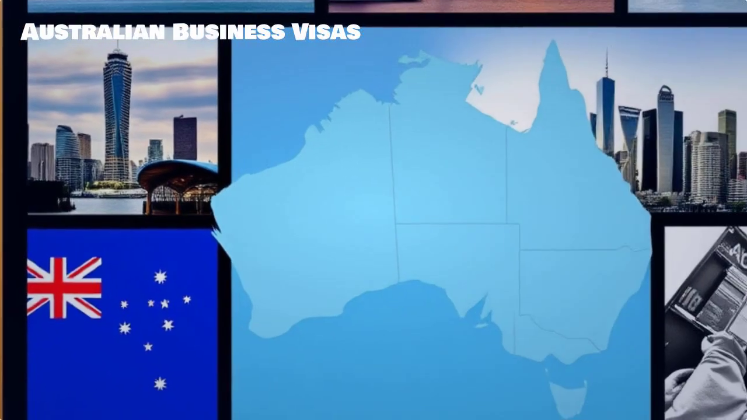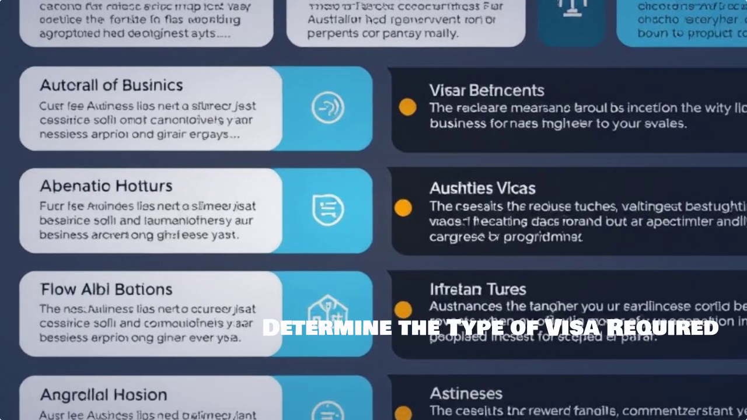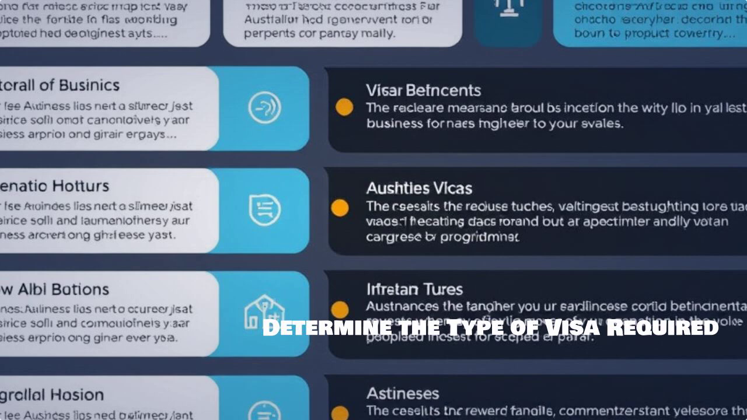Welcome to our guide on obtaining an Australian visa for your next business trip. Today, we'll walk you through the essential steps to ensure a smooth application process. The first step is to determine the type of business visa you'll need.